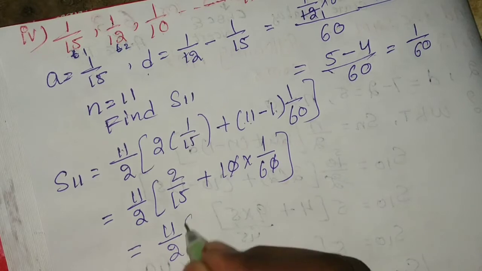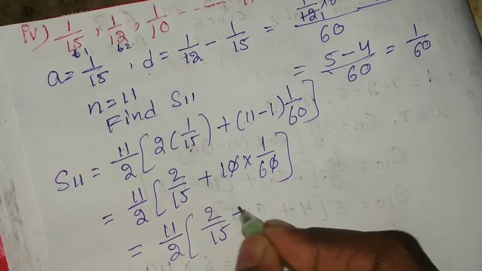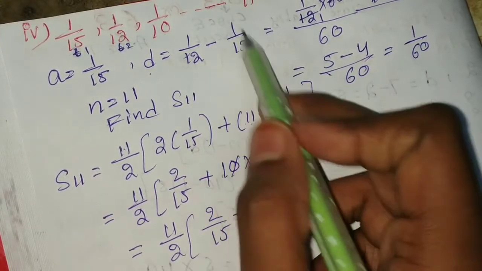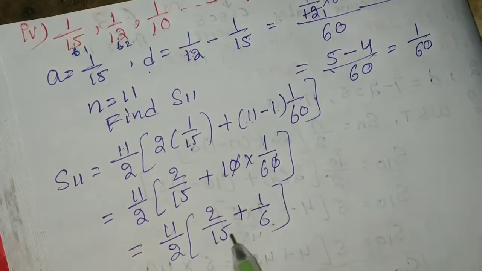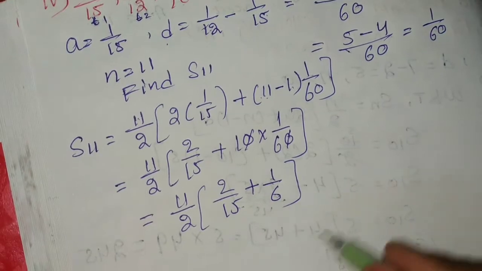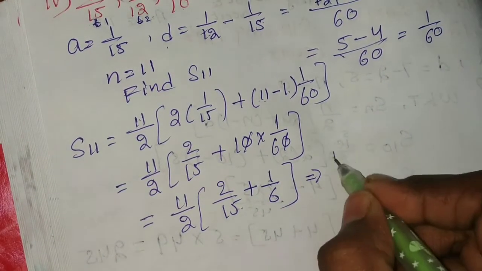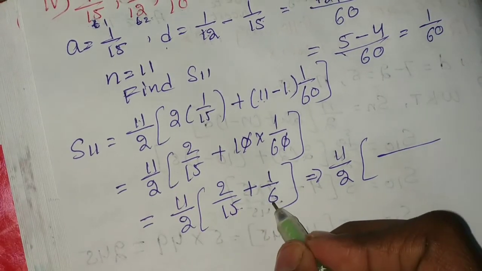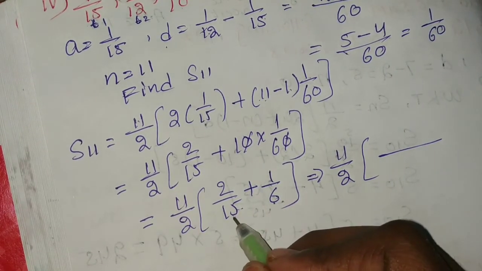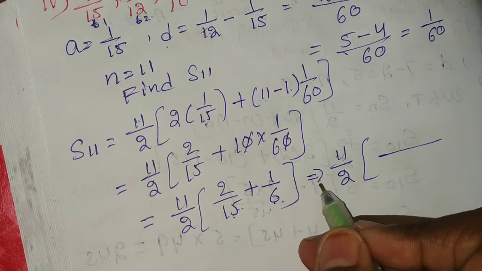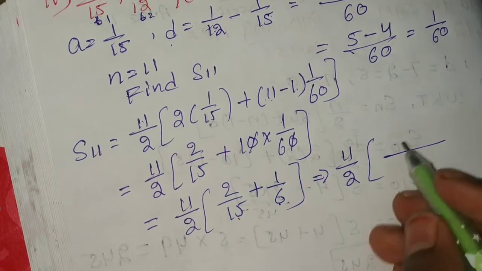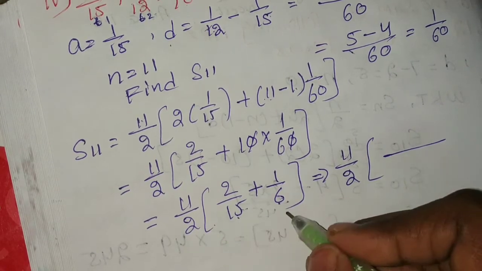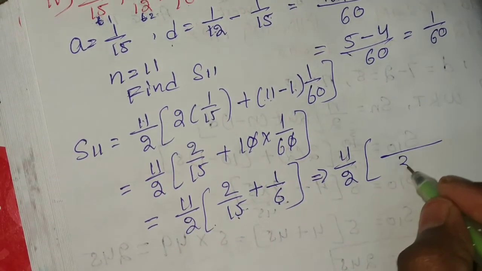11 by 2 into 2 by 15 plus 1 by 6. Now same process we are doing. What we did before is subtraction, so now here we are doing addition. Same process you have to do. See, 11 by 2 into, what is the LCM of 15 comma 6? You have to do LCM. Don't you know how to do LCM? So please check my earlier videos, you can understand very easily. Understand? LCM of 15 comma 6 is 30.